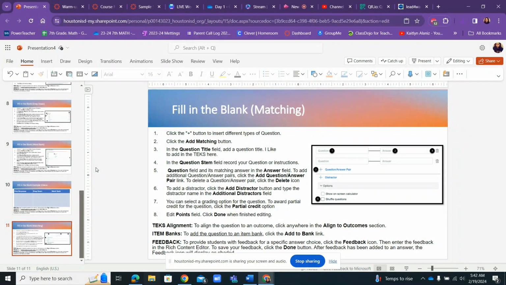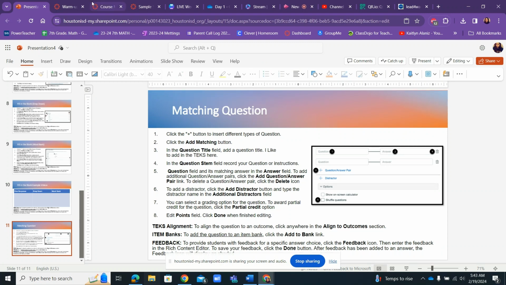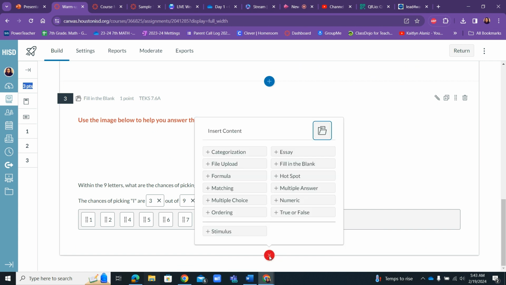Hey guys, so this is going to be me doing not fill in the blank. This is going to be me doing a matching question. Okay, so I spelled matching wrong. Way to go. All right, so your matching question is going to be super easy once you get the hang of fill in the blank. Matching is really easy. It's easier than this one. So we're going to add, and I'm going to do matching.